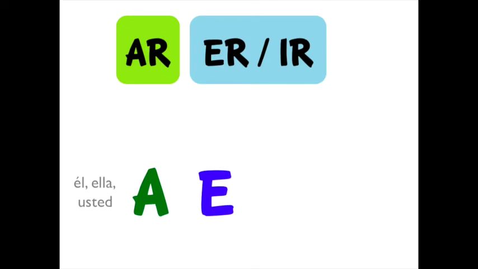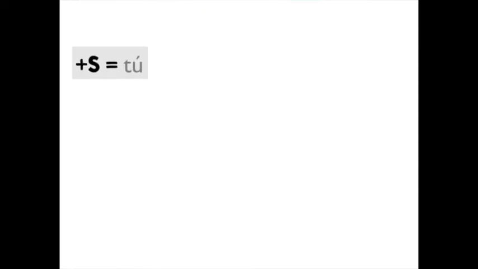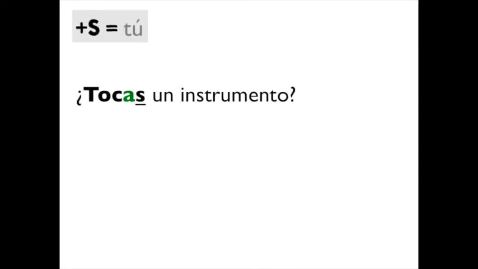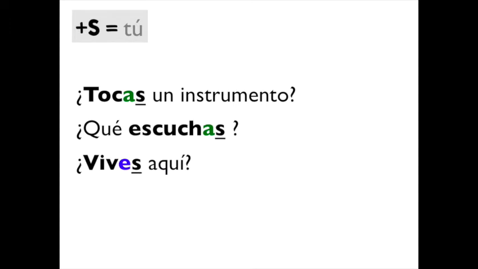So, we've got our two key sounds, a and e, which give us the third person singular, the he, she form of the verb, or the formal you. So these two sounds, we're going to hook on the letter S. This gives us the tú form of the verb, or the you form of the verb. So we get sentences like these: ¿Tocas un instrumento? Do you play an instrument? ¿Qué escuchas? What are you listening to? ¿Vives aquí? Do you live here?